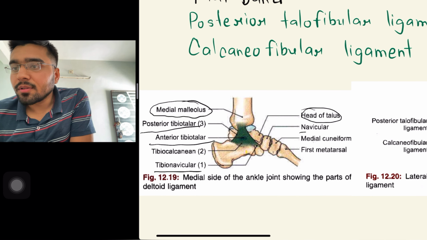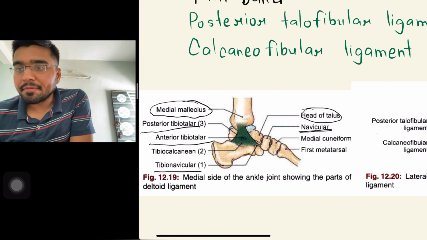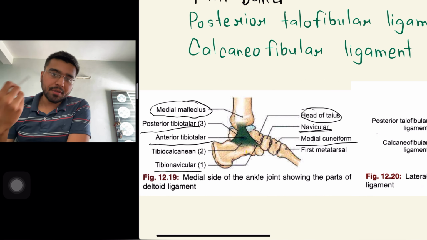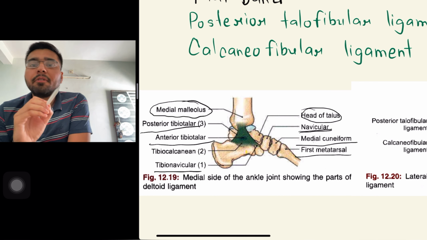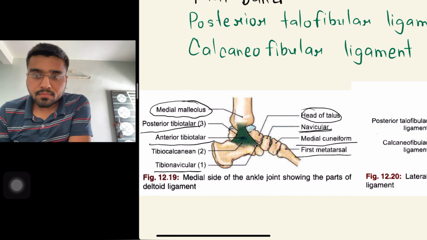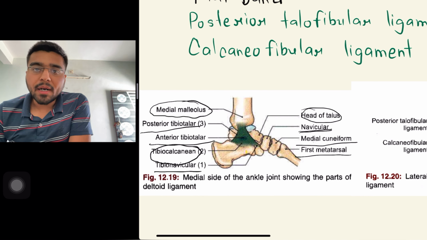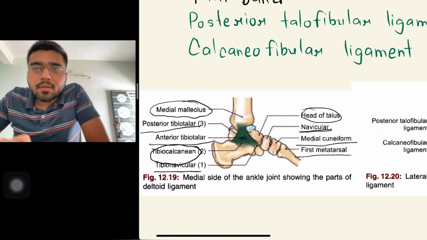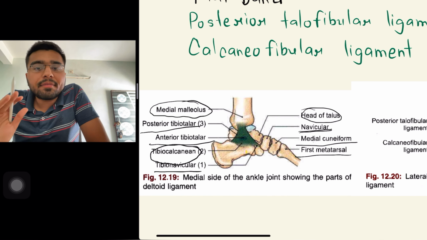This bone is the navicular bone. In front of the navicular, there is one bone that is the medial cuneiform. And then the last one is the first metatarsal bone. And the last part is the tibiocalcanean part of the deltoid ligament. So this whole picture is the medial side of the ankle joint.